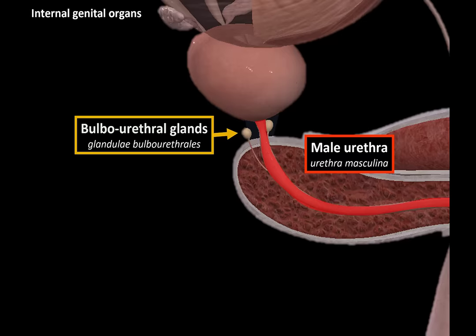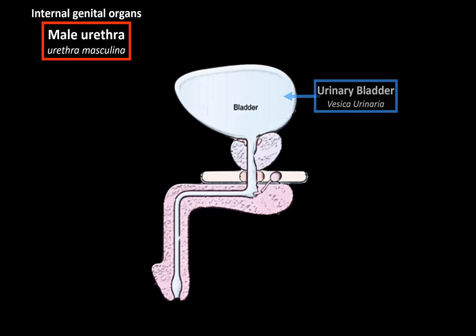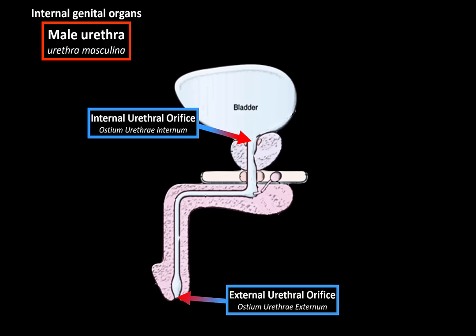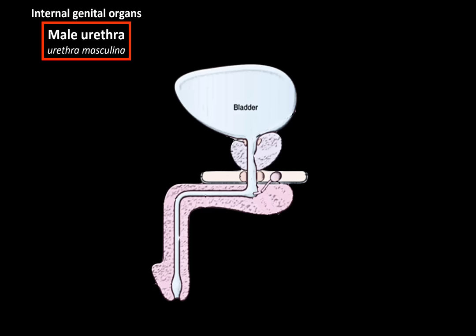Awesome. Let's quickly go through the male urethra. Here we see the urinary bladder, the prostate, the perineal muscles, and the penis. The male urethra is here, going through all of these structures. So it goes from the internal urethral orifice in the urinary bladder to the external urethral orifice, exiting the glans penis. Now, the urethra is divided into several parts based on the regions they are located in.